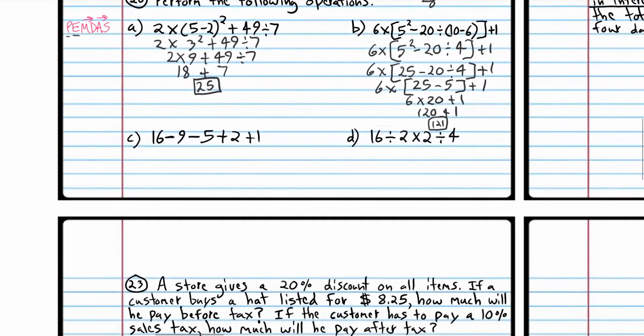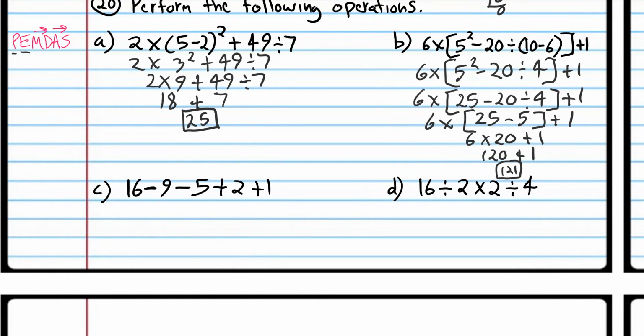All right, part C. Now, part C and part D are kind of special problems because this is where we demonstrate the left to right rule. See these arrows up here on the PEMDAS? That's what we're talking about right now. We only have addition and subtraction in part C. So when you have addition and subtraction, you don't necessarily do addition first, as PEMDAS says. You do whatever's furthest to the left. So you have to do 16 minus 9 first. If you do 5 plus 2 first, you're going to get the wrong answer. Again, why do you get the wrong answer?